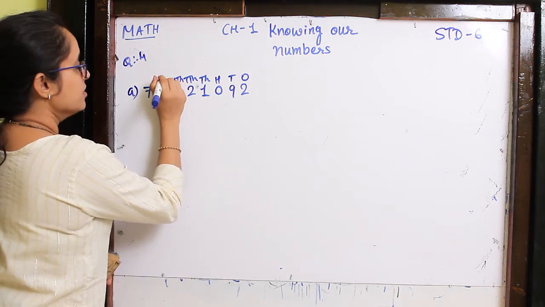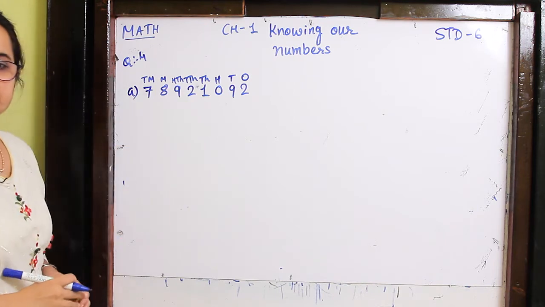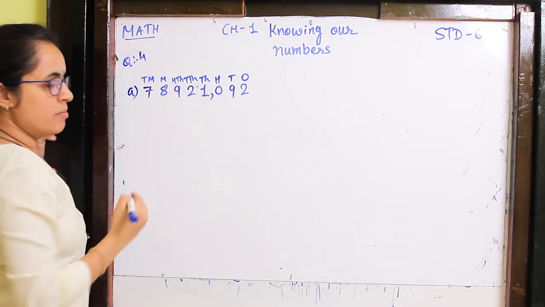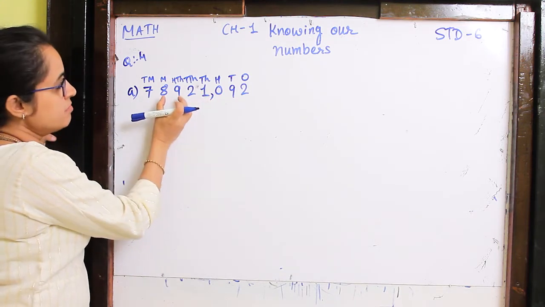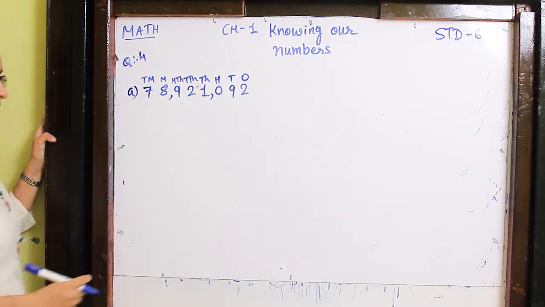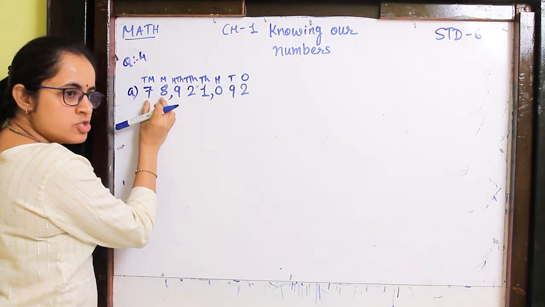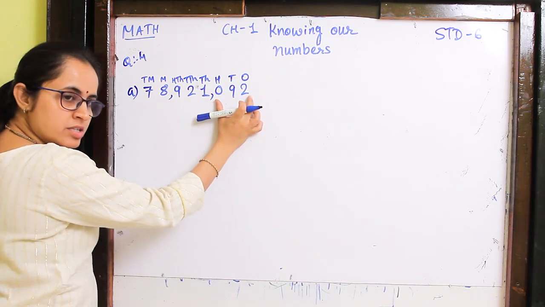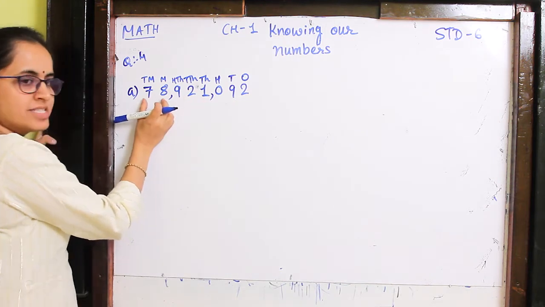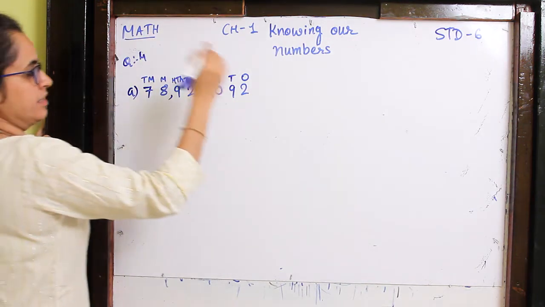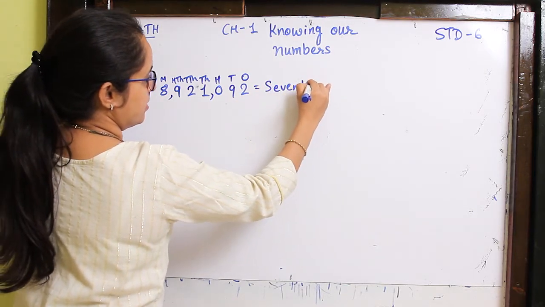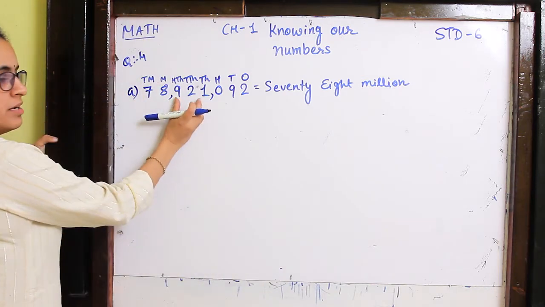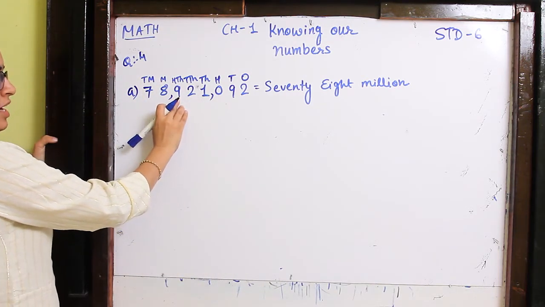Now question number 4. This question number 4 is in the international number system. Insert commas suitably, write the names according to the international number system of numeration. So in this I'll do A first. 7892101092. Now remember, whenever you are writing this number, you have to write the places according to the international numeral system. Now writing from the ones place, tens place, hundred place, thousand, 10,000. Now you don't need to write lakh here, because in international number system you don't have lakh. You have 100,000. Then you have million, and then you have 10 million.